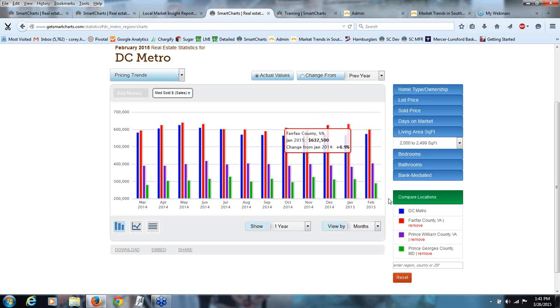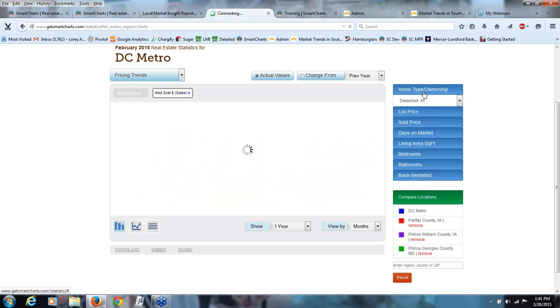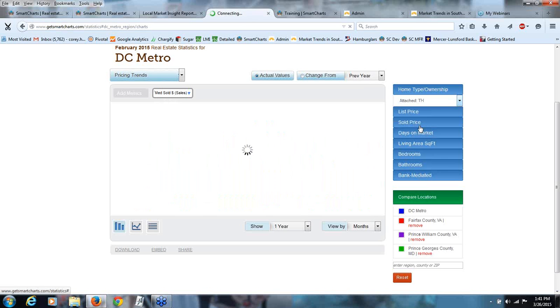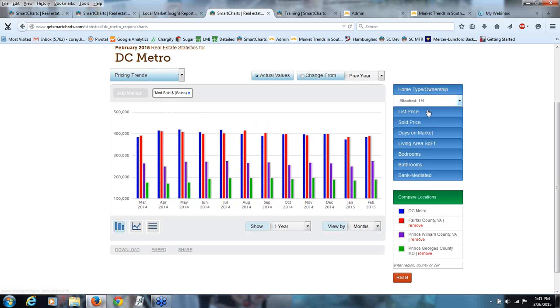I can still go in and change, I can switch this to show... Again, these compare locations are still turned on, still one metric. I can switch this to look at particular home types. Let's say that they actually wanted townhouses now that they saw how expensive it is. And as I'm making those changes, everything's updated with the locations still turned on and the same metric that I had earlier. I've just changed my home characteristic.